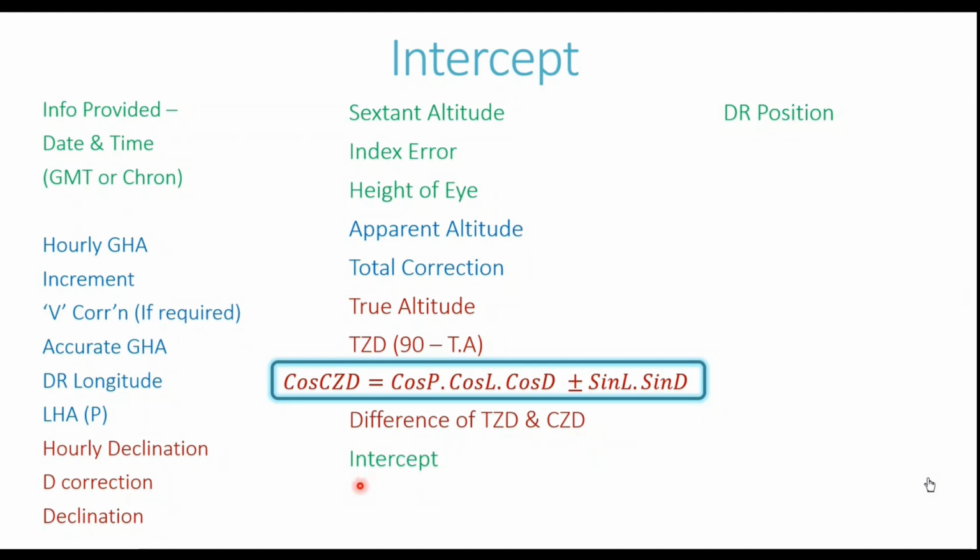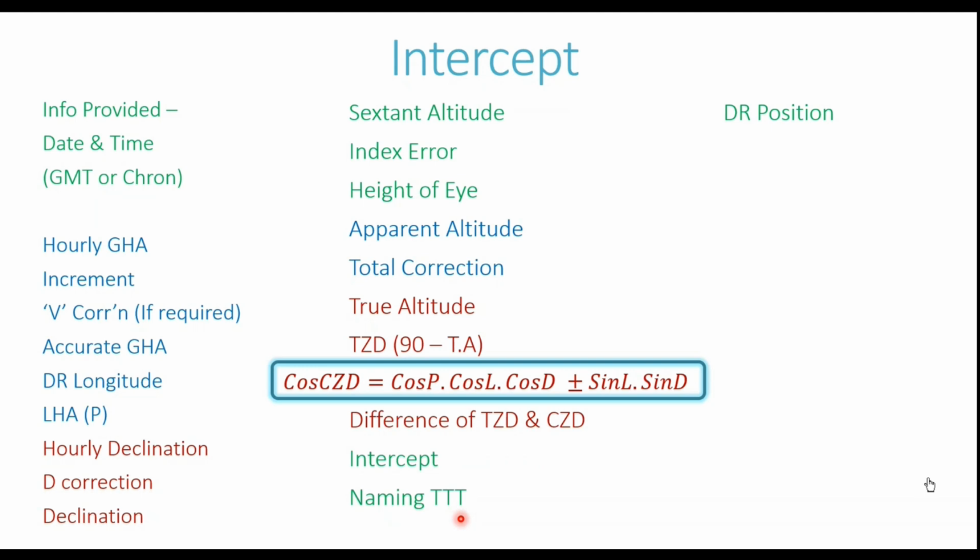Now once the intercept is obtained, we have to name the intercept. It is named in two ways. Either it can be towards the body or it can be away from the body. So towards the body or away from the body. Now, what decides whether it will be towards or away? For that, we use a shortcut method, a naming method, which is known as TTT.